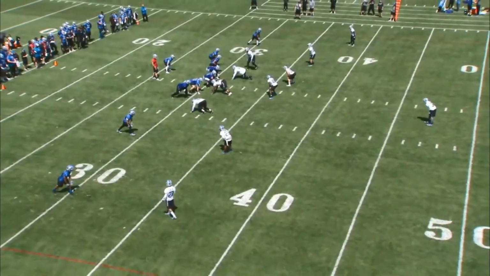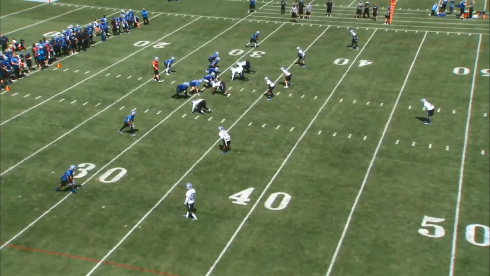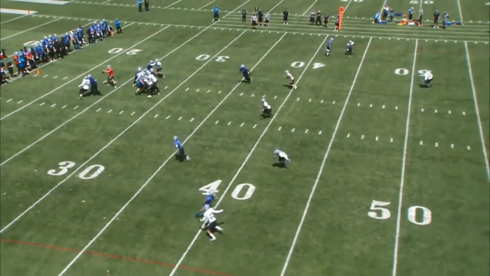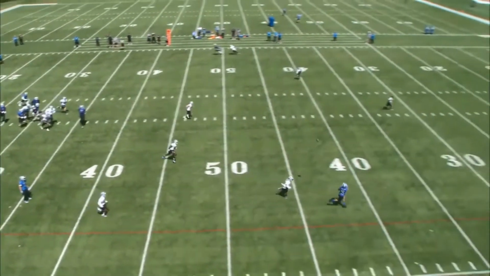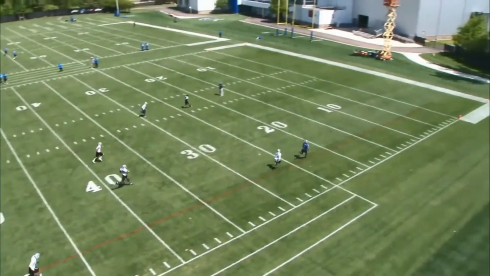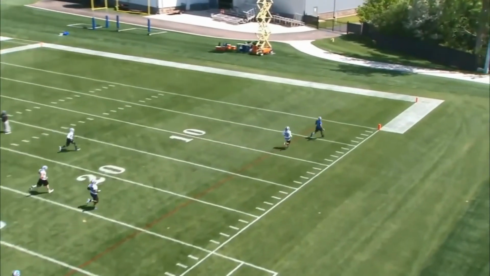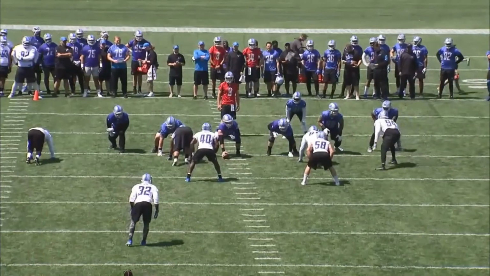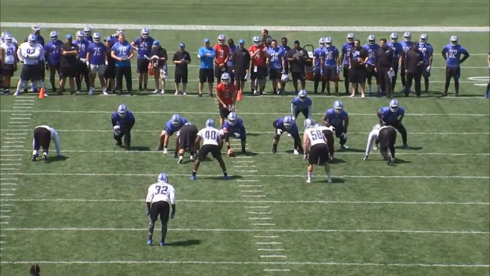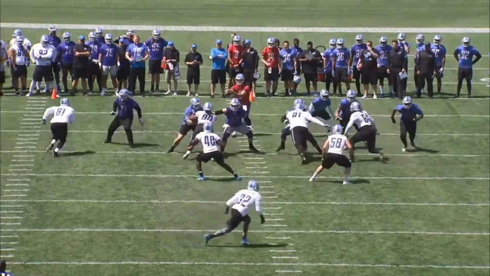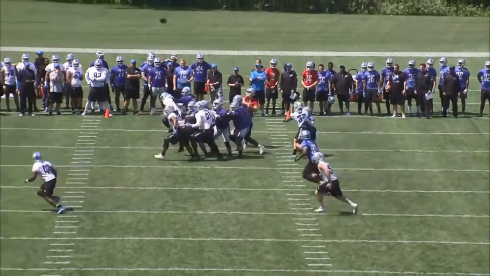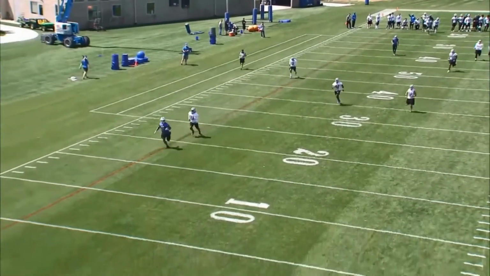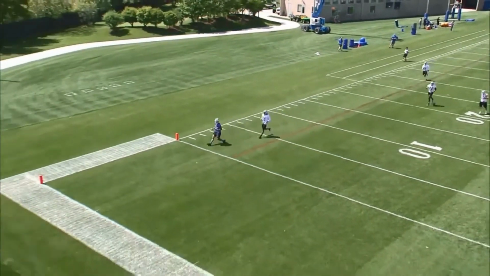Okay, here's an easy look. We've got weak invert. It's a tag, a Mike tag, the field side A gap. We've got the Will backer on the weak side, and then we get the free safety coming on the blitz. So this is a nice, easy, clean, neat one. 40's the tag, 58's the initial protection for the back out to the defensive back 35.